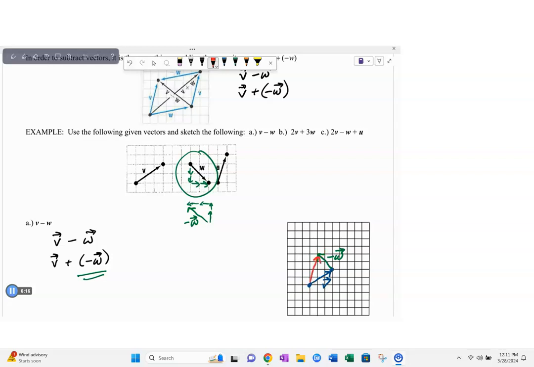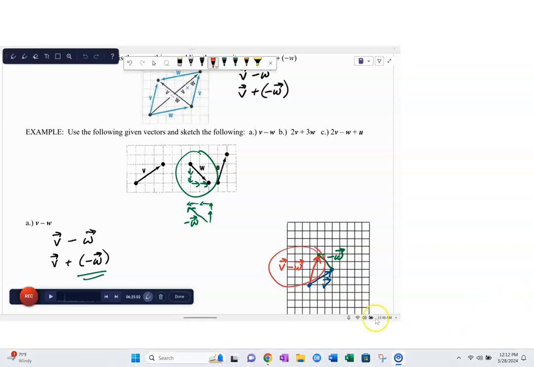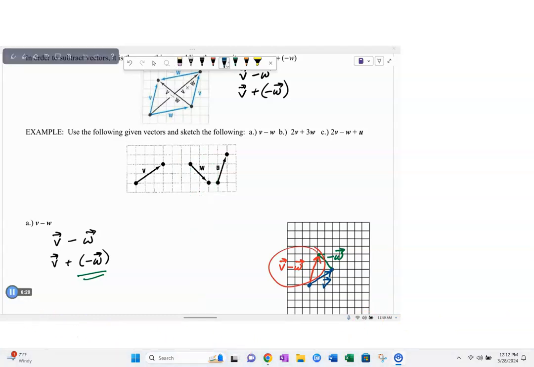So that's our vector that we want, v, that's the resultant vector in red. Any questions about that? It's 2v, so double the length of v plus triple the length of w.